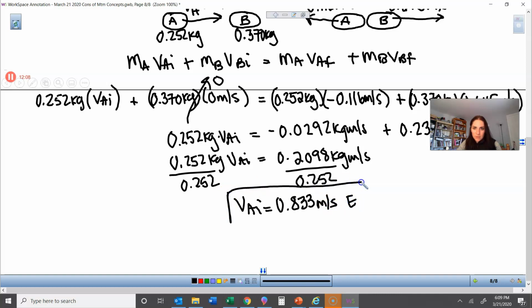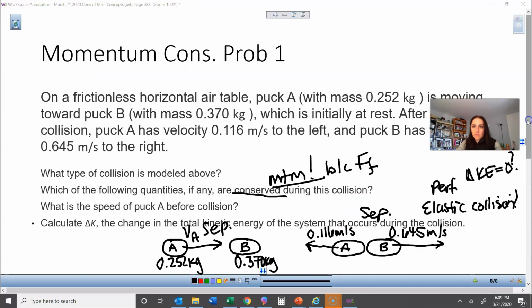Okay, so the final velocity is 8.33 meters per second, and I just said east. In other words, it's going right. I think they were talked about in terms of left and right, so that's actually the better way to write this. It is right, and I'm just going to verify.